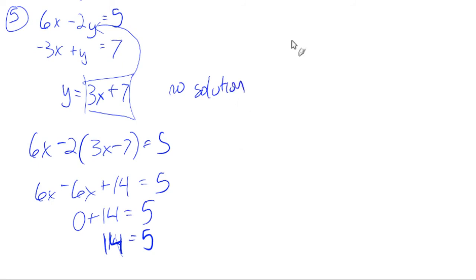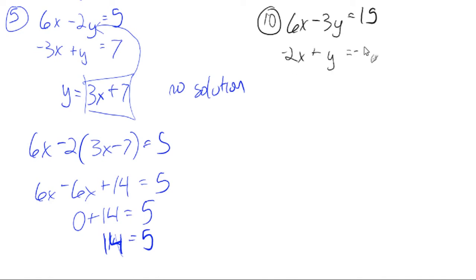Okay. Let's do another one. See what happens with that one. Number 10. 6x minus 3y equals 15. And negative 2x plus y equals negative 5.